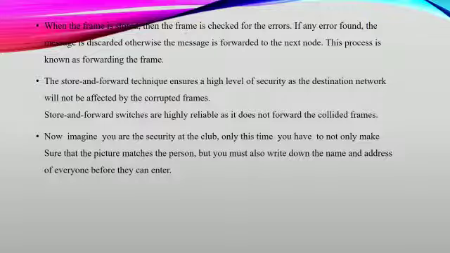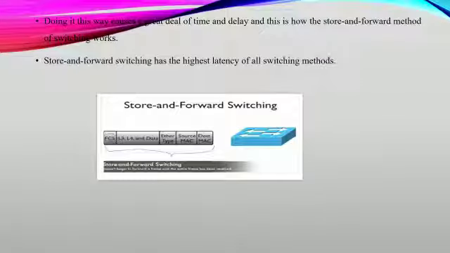Now imagine you are at the security club. Only this time you must not only make sure that the picture matches the person, but you must also write down the name and address of everyone before they can enter. Doing it this way causes a great deal of time and delay, and this is how the store and forward method of switching works. Store and forward switching has the highest latency of all the switching methods.